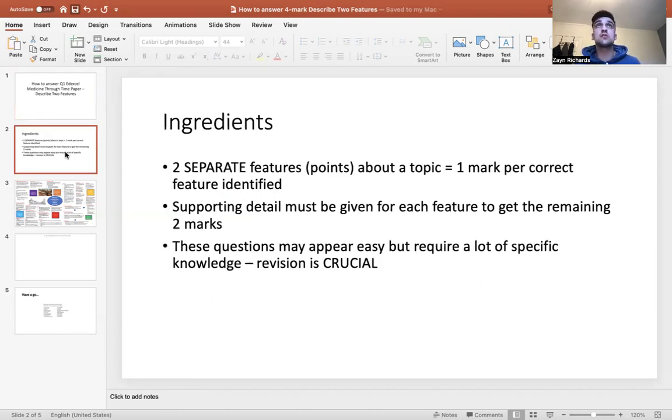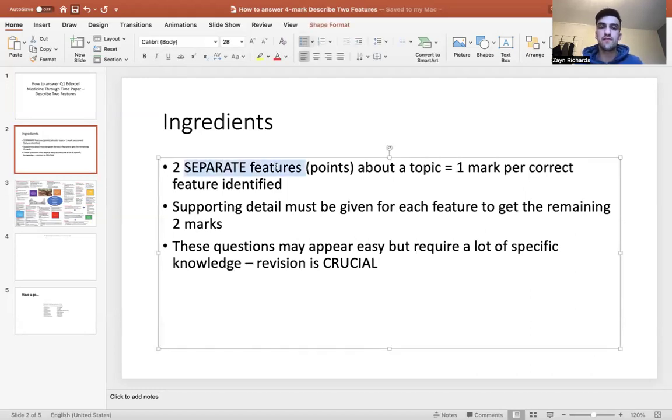Now, first thing I want to say is these questions might appear easy, but often they require huge amounts of specific knowledge. So this is where the revision is really important. If you do your revision, you're looking at an easy 4 marks. If your revision is not as good or as detailed as you would like, then these questions can be tricky. So first thing you need to make sure you're doing is giving two separate features.